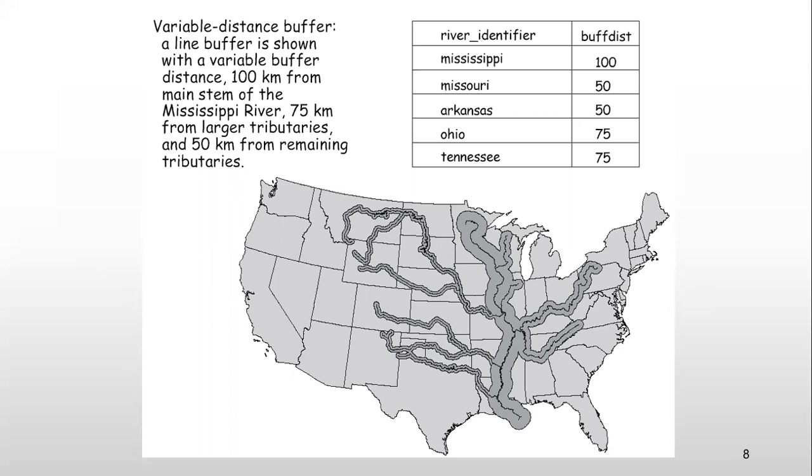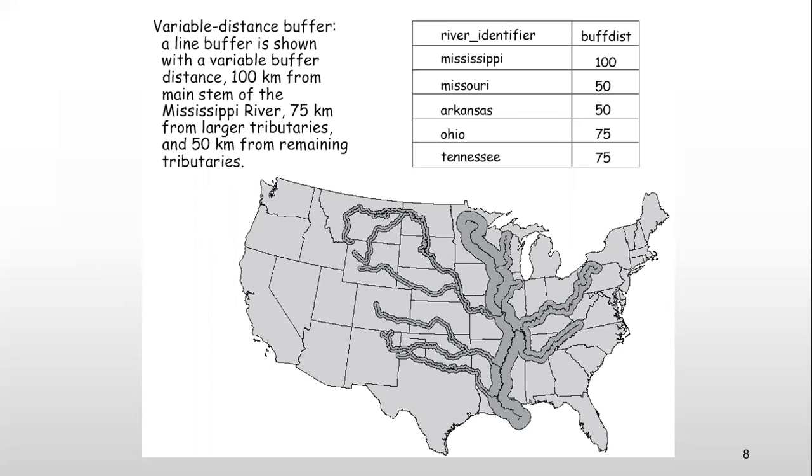A line buffer is shown with a variable buffer distance: 100 kilometers from the main stream of the Mississippi River, 75 kilometers from larger tributaries, and 50 kilometers from remaining tributaries. See, the thing is, the distributaries and tributaries having different buffers is known as a variable distance buffer. So there is a difference.